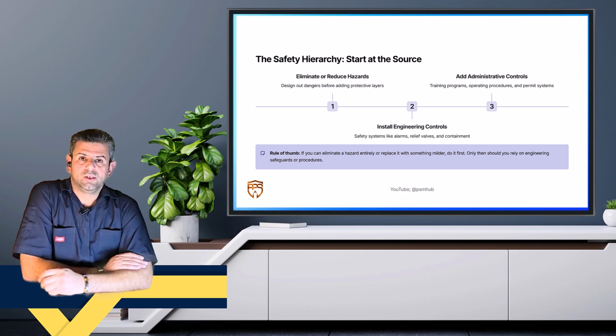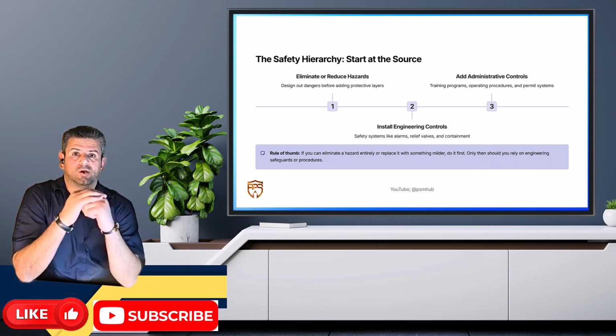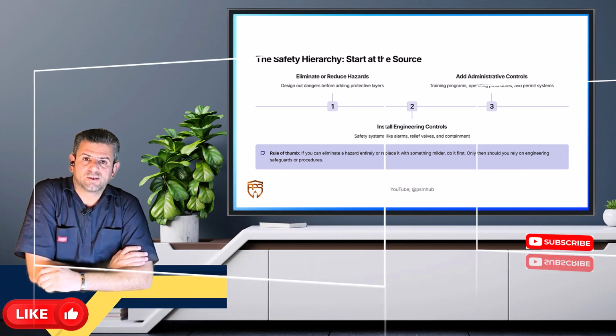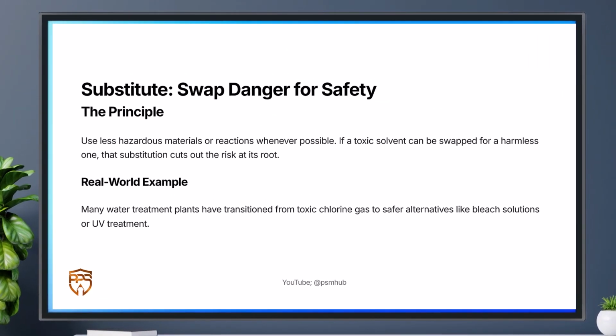So, how do engineers make a design inherently safer? There are four classic strategies. The first strategy is substitution. Use less hazardous material or reaction when possible. For example, if a toxic solvent can be swapped for a harmless one, that substitution cuts out the risk at its roots.